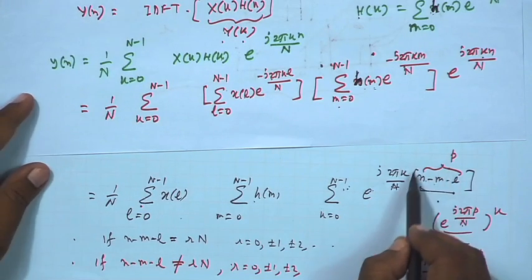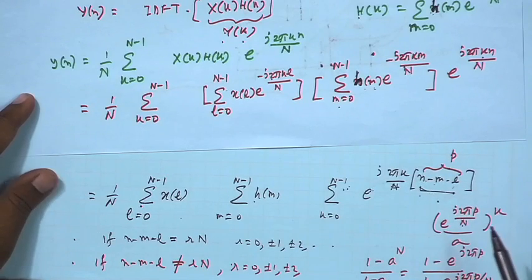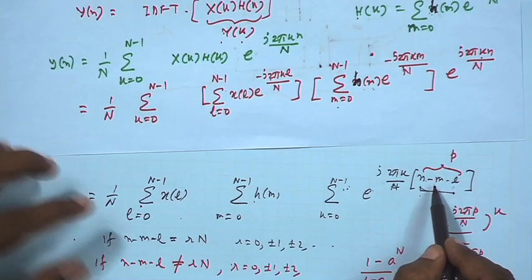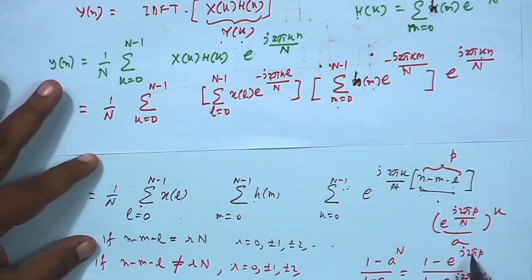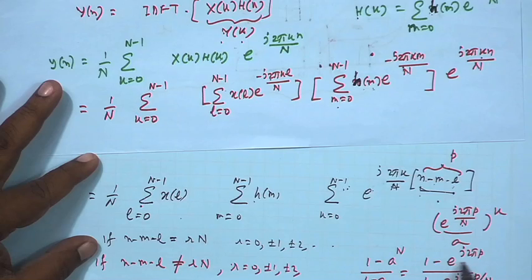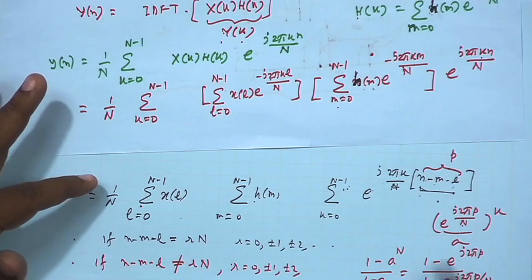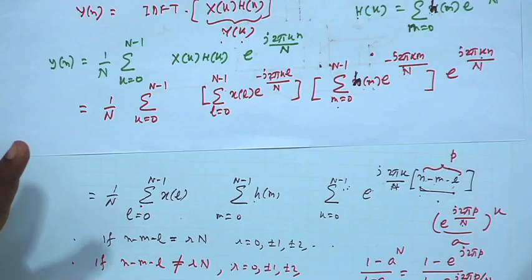Now, look at this: m n minus m minus L. The numerator part is 0 because this is 1, and 1 minus 1 is 0. The denominator we have seen earlier and can explain again: the denominator cannot be 0. Why can it not be 0?